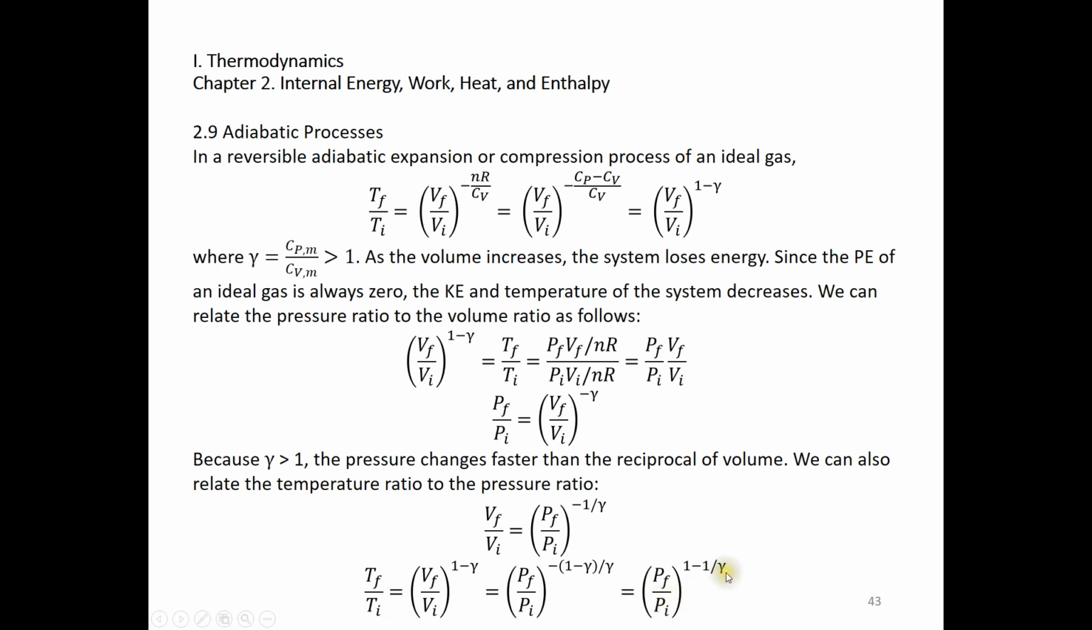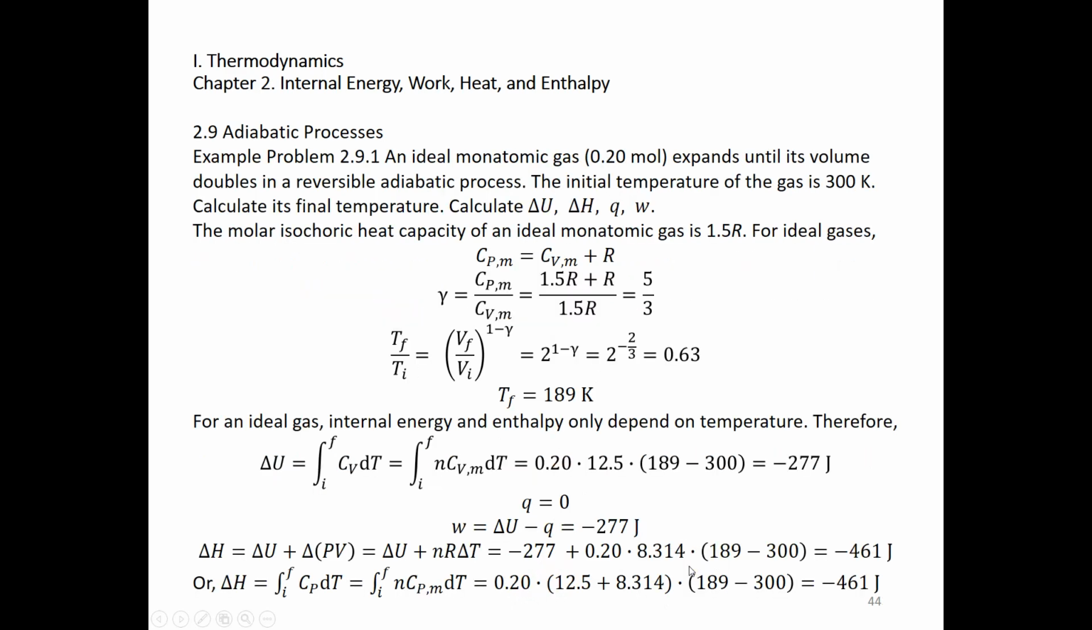It looks a little complicated. It's P final over P initial to the power of 1 minus 1 over gamma. So again, pay attention to this negative sign here. That's why you have negative 1 over gamma and you have positive 1 over here. Pay attention to the signs.